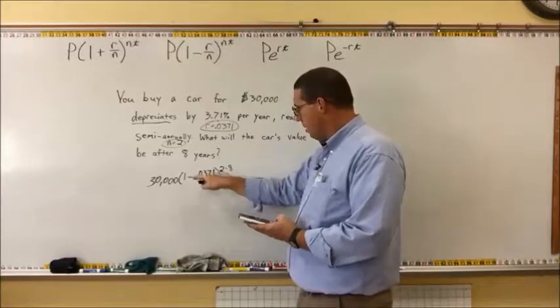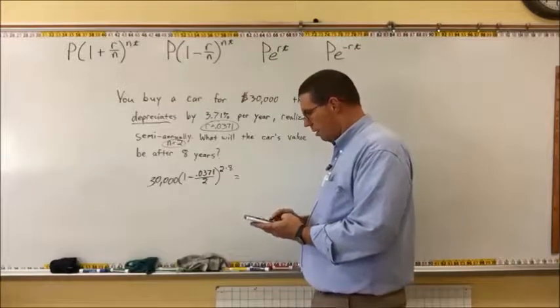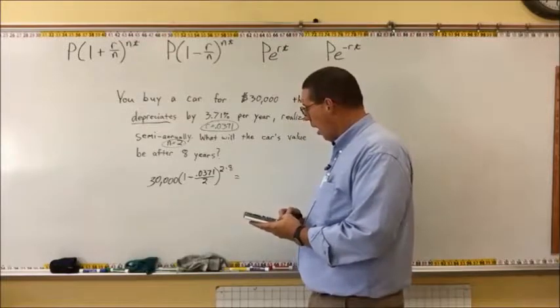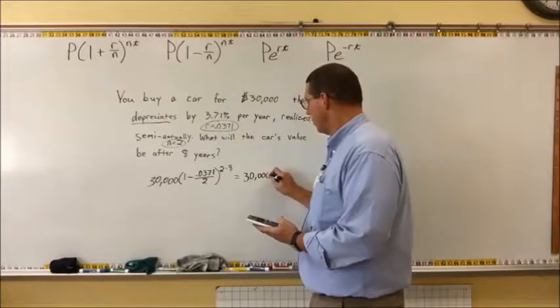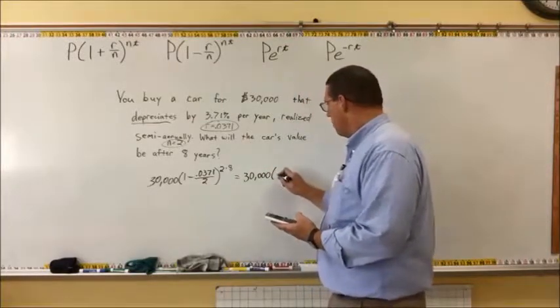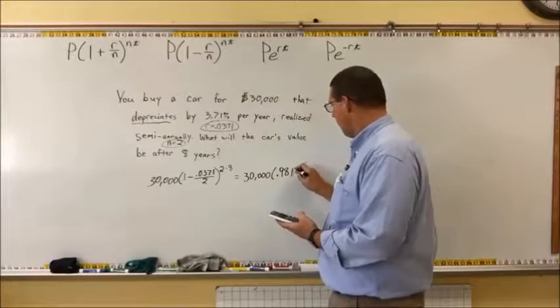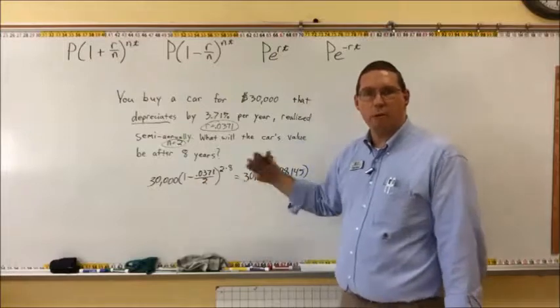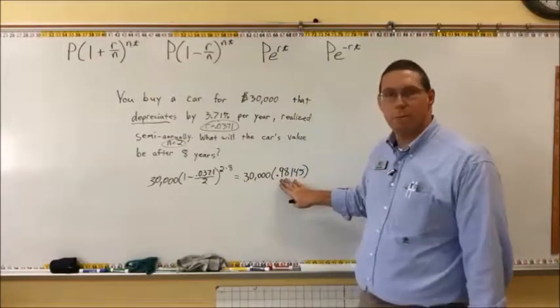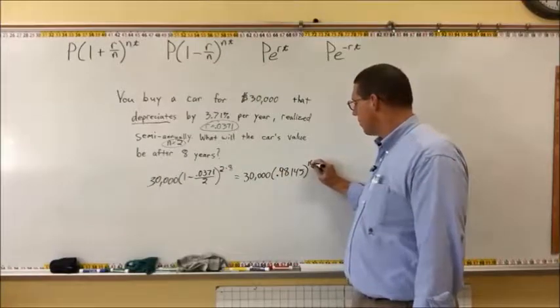So let's simplify this a little bit. We'll go 1 minus 0.0371 divided by 2. Okay, so we have 30,000 times 0.98145. Remember what we said? That when it decays, when the value goes down, this number here will be less than 1. 2 times 8, that's 16, to the power of 16.